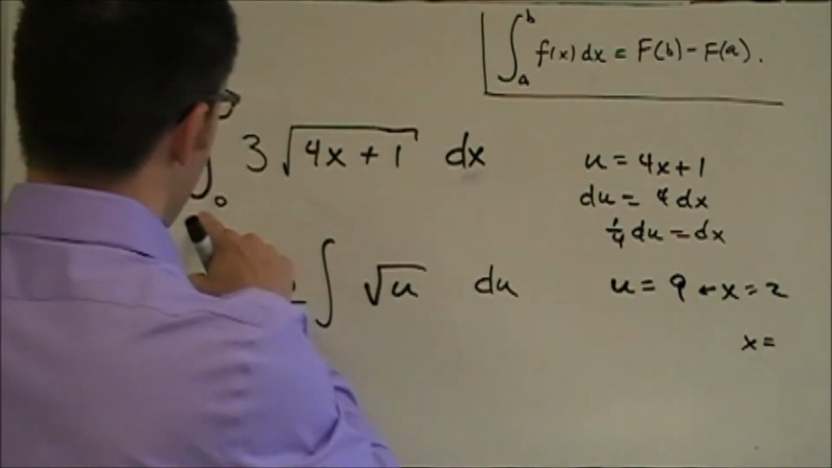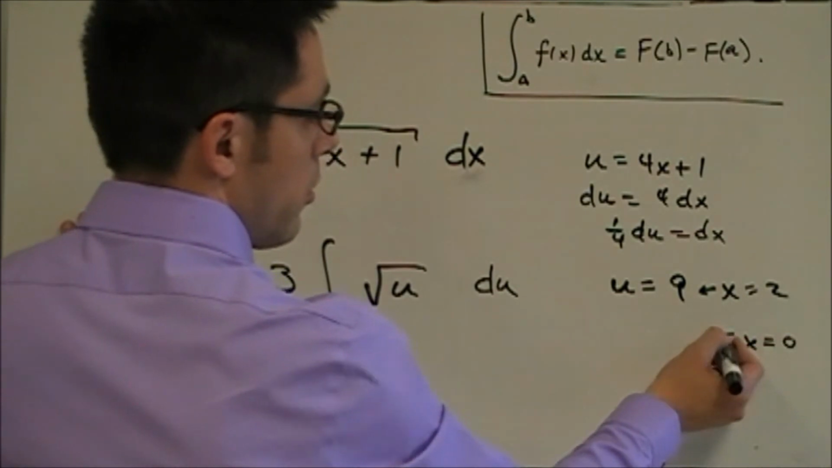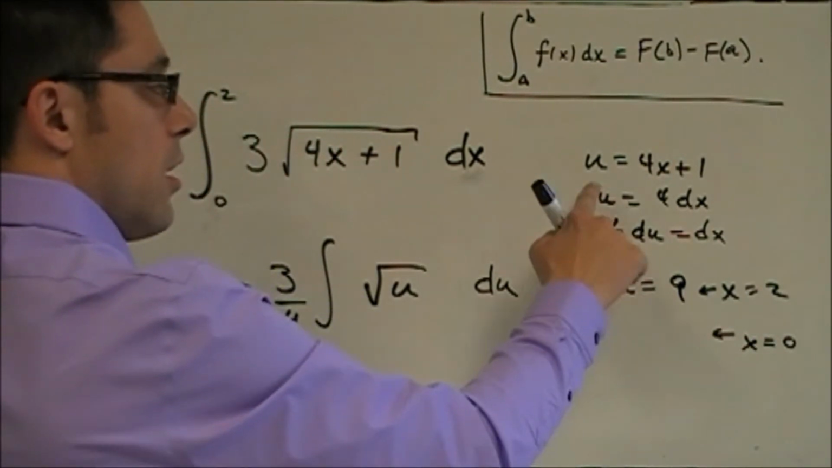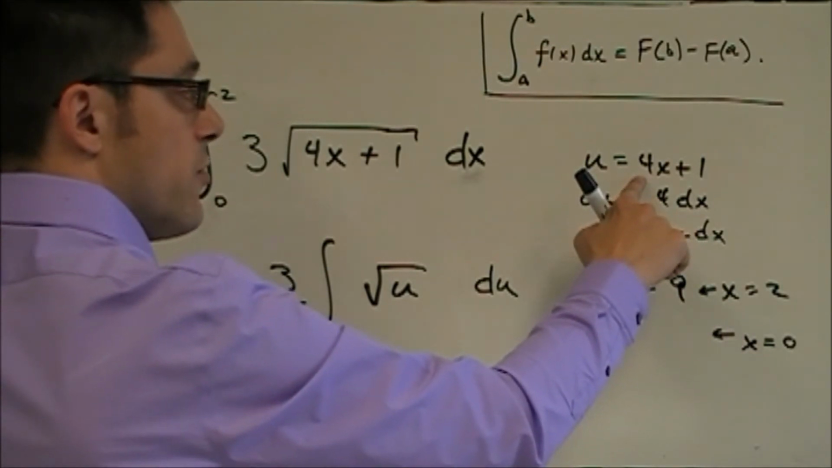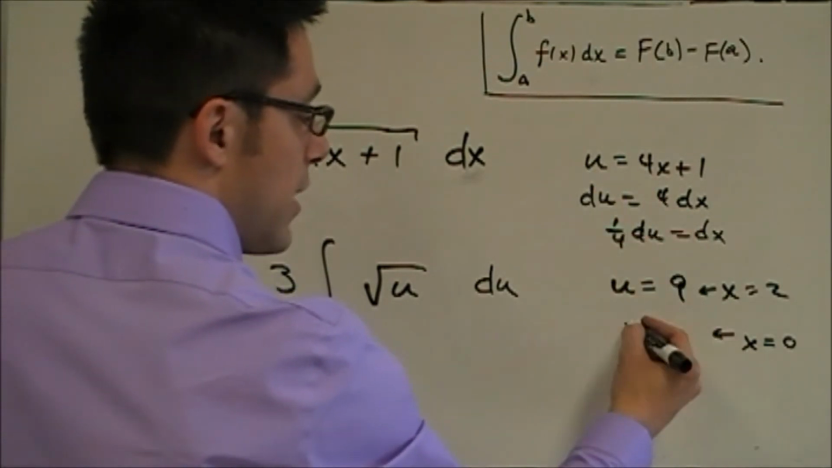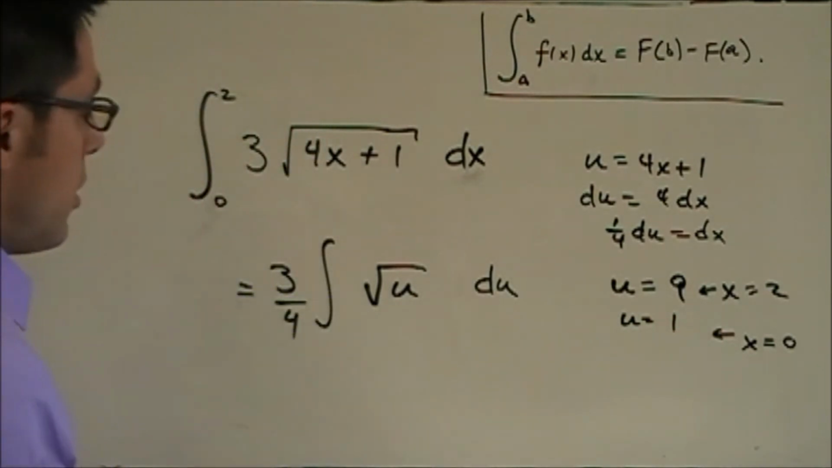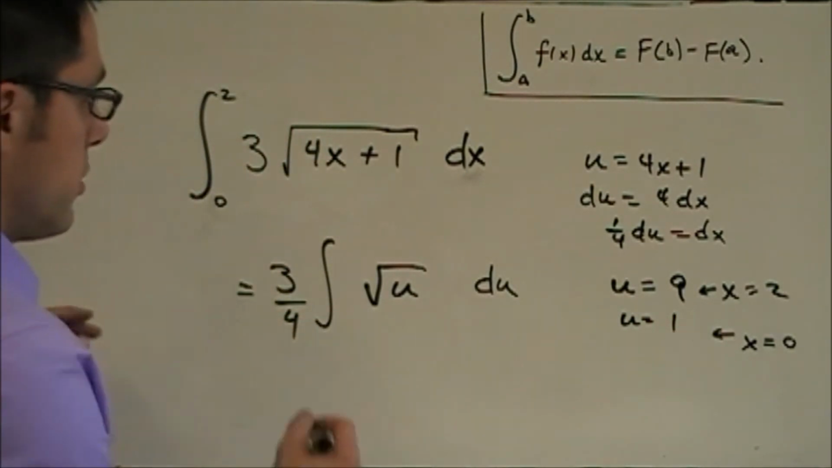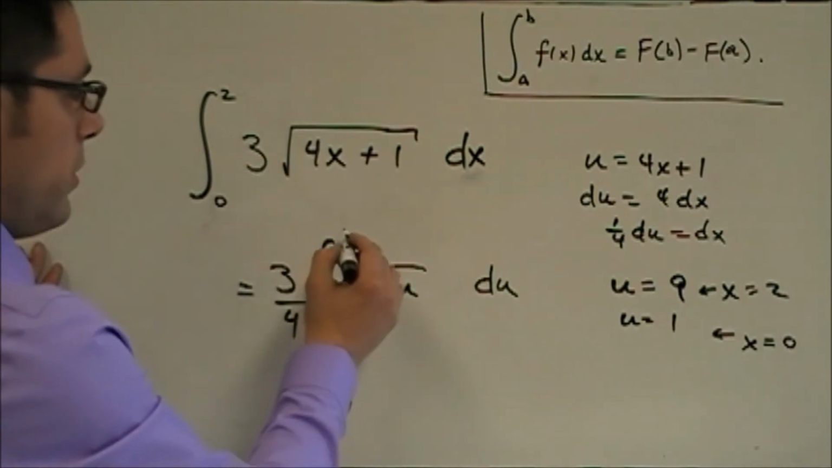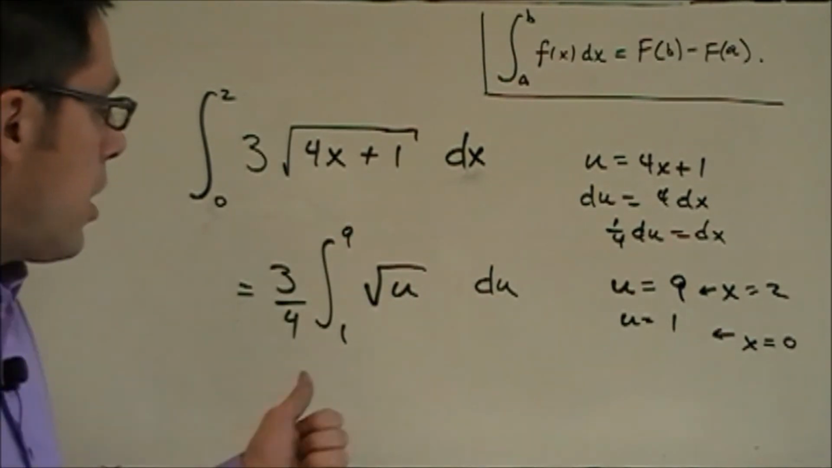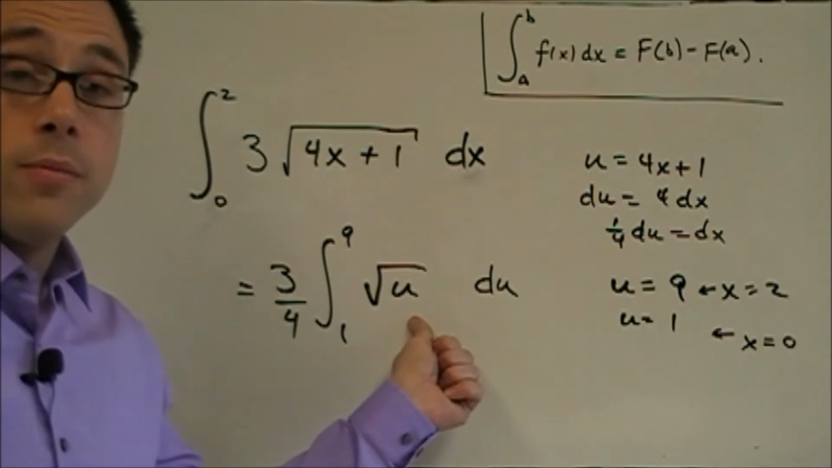When x is 0, correspondingly, I look at my definition of u. So I take x equal to 0, in my definition of u, and I get 1. So when x is 0, u is definitely 1. So I change my endpoints of integration. That means this 0 becomes a 1, and this 2 becomes a 9. That's because I've changed to a variable of u.